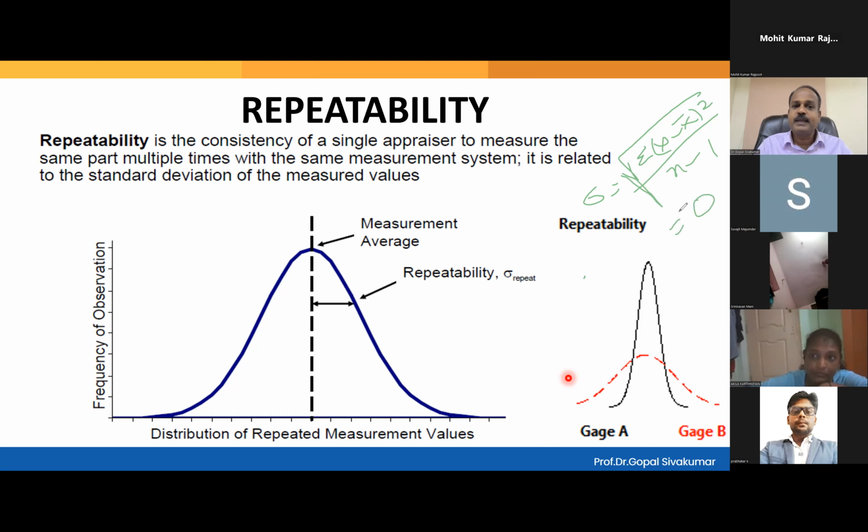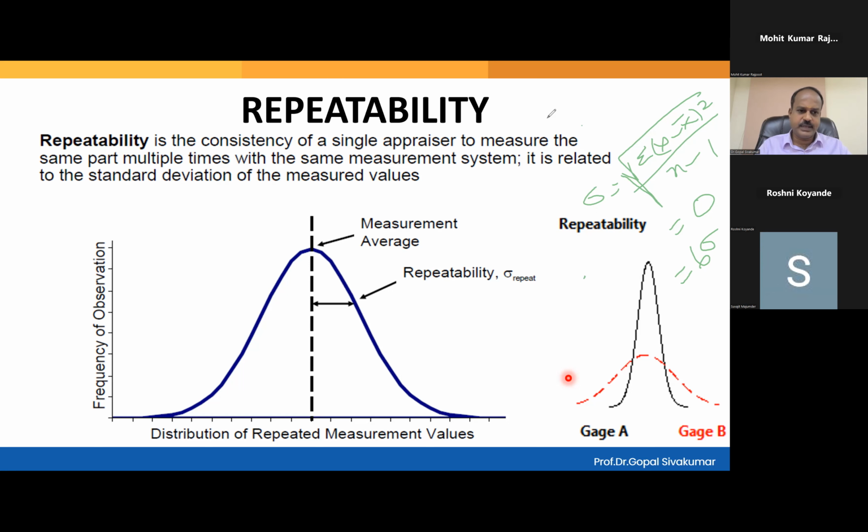Yes, sir. But it is very difficult to get this sigma 0. There will be some value. And then the error is equal to 6 times the sigma. This is known as repeatability error. And now we move on. All of you understand the explanation here?